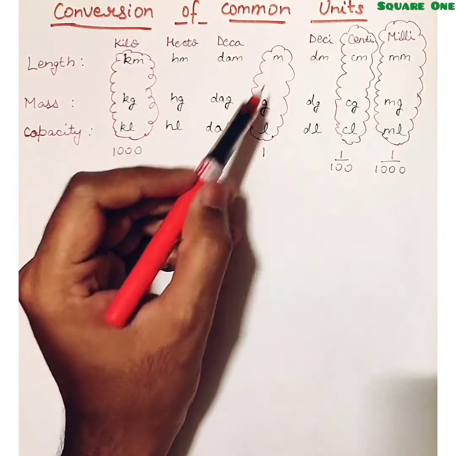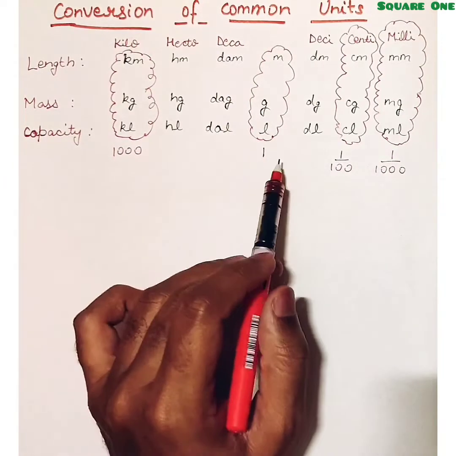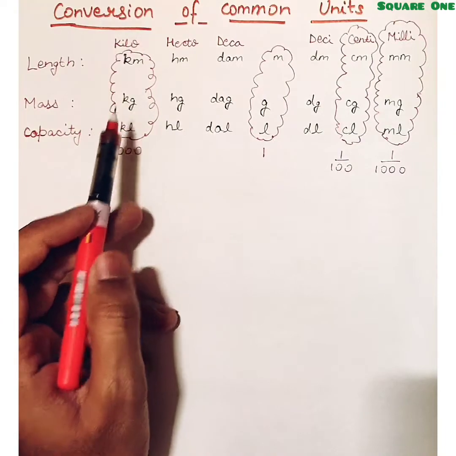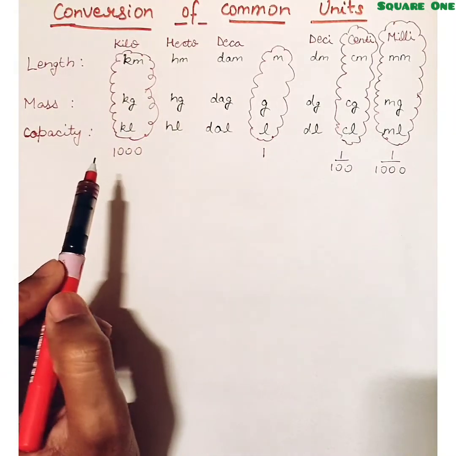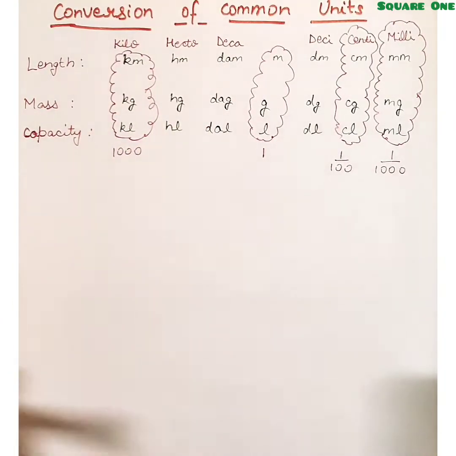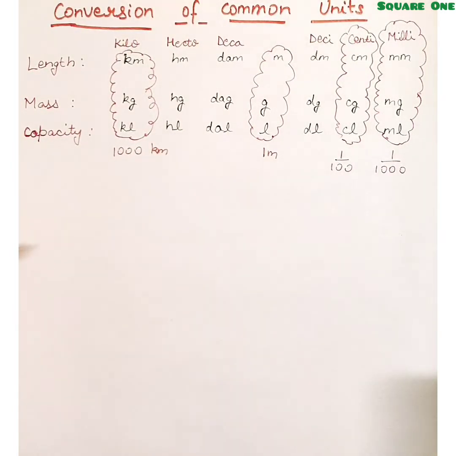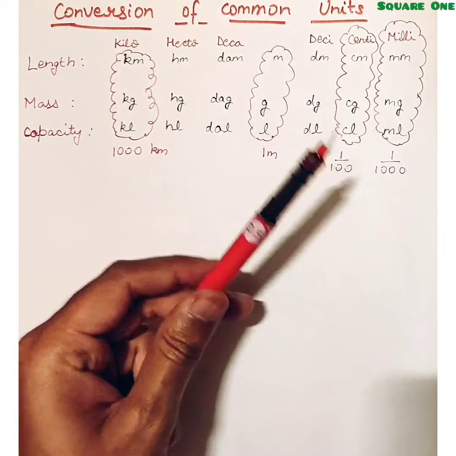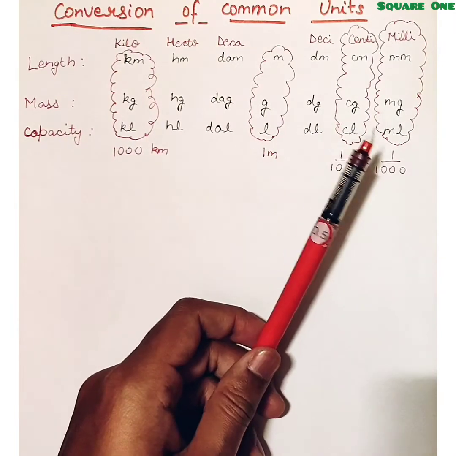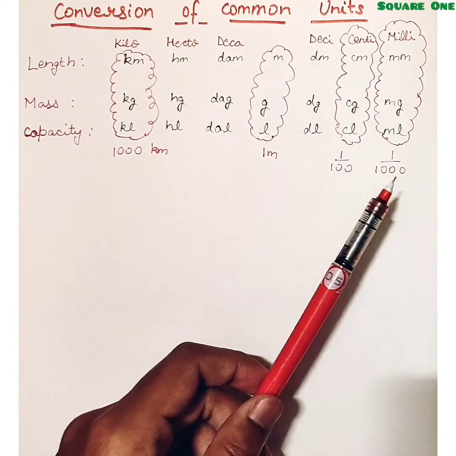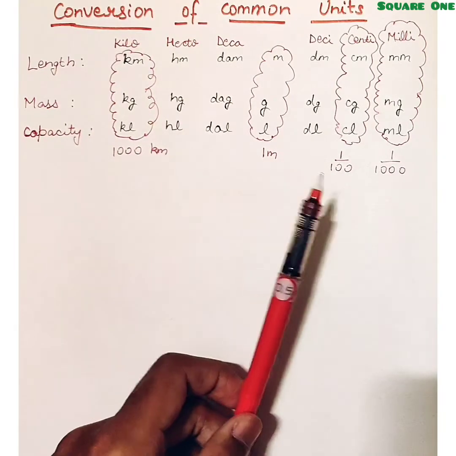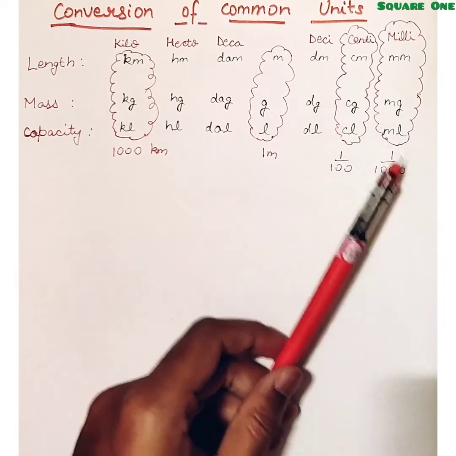Suppose we take this meter, gram and liter, these center ones, as 1. Then this kilometer or kilogram or kiloliter is 1000 times greater than this. If this is 1 meter, then 1 kilometer will be 1000 times greater than 1 meter. Centimeter is 100 times smaller than meter. Millimeter is 1000 times smaller than meter. The greatest is kilo, then the smaller one is centi and the smallest is milli among these.